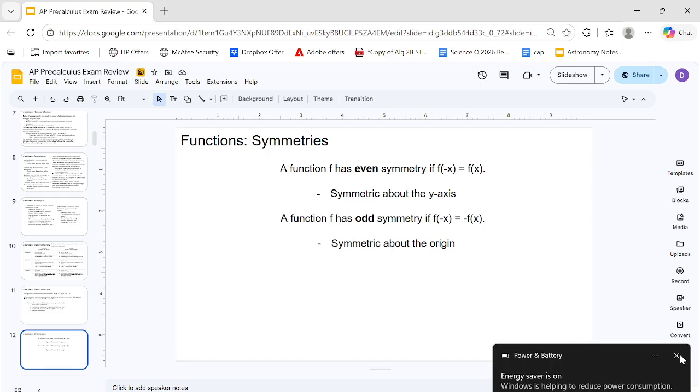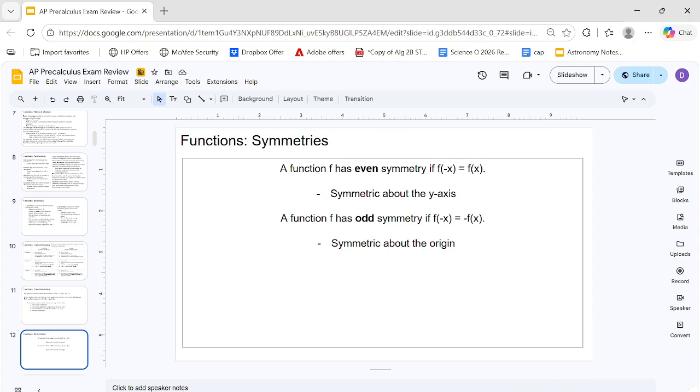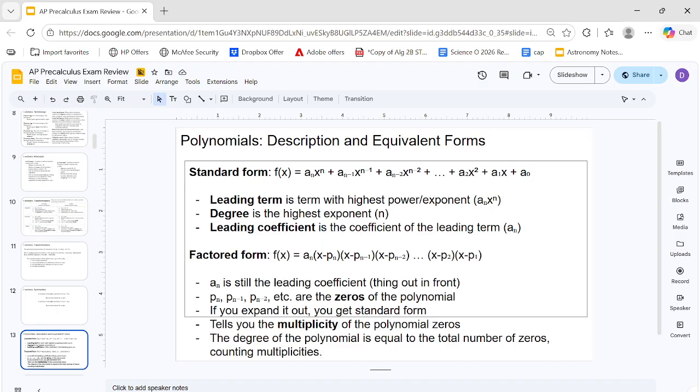So, different types of symmetries. Even symmetry means it's symmetric about the y-axis, so it's the same on both sides of the y-axis, and that happens if f of negative x is equal to f of x. And odd symmetry means symmetric about the origin, so f of negative x is negative f of x.